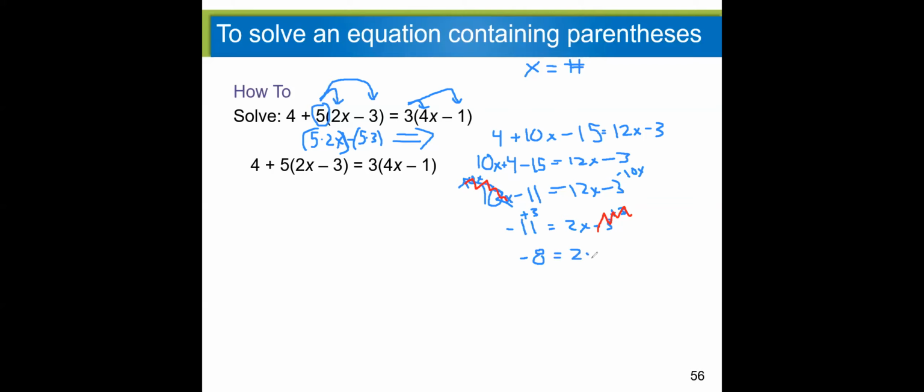Negative 8 equals 2x. Lastly, divide by 2. I have x equals negative 8 over 2, which is the same thing as negative 4. Fantastic.